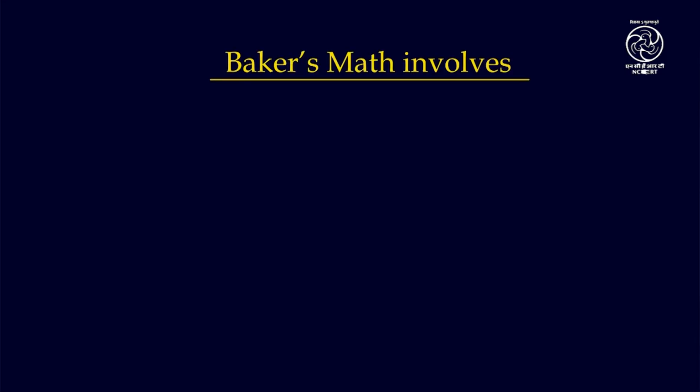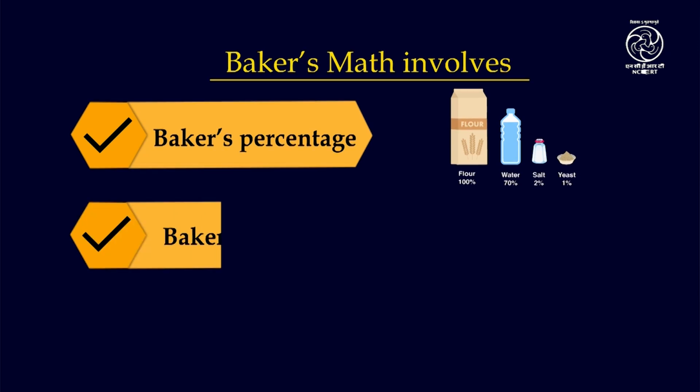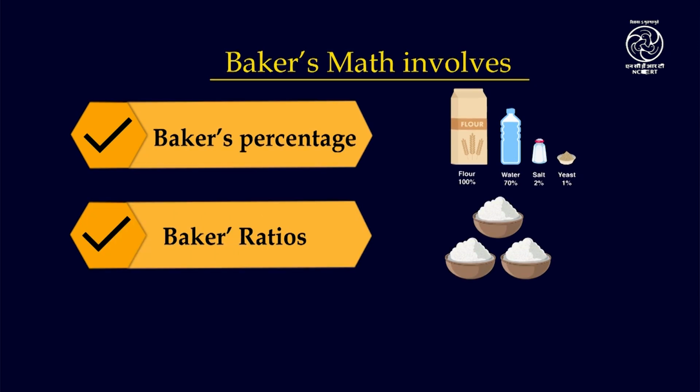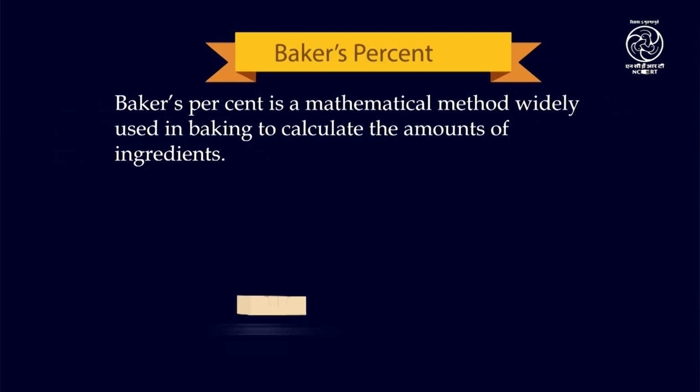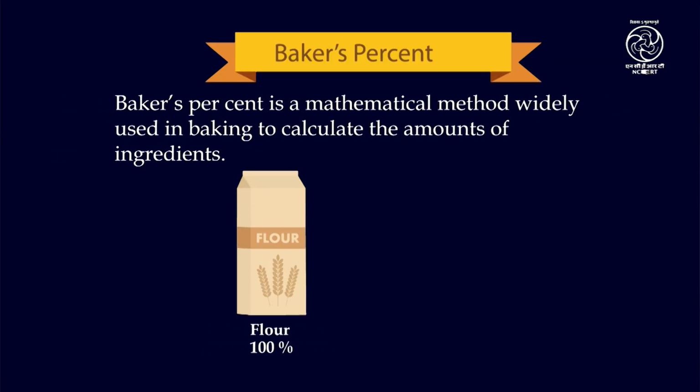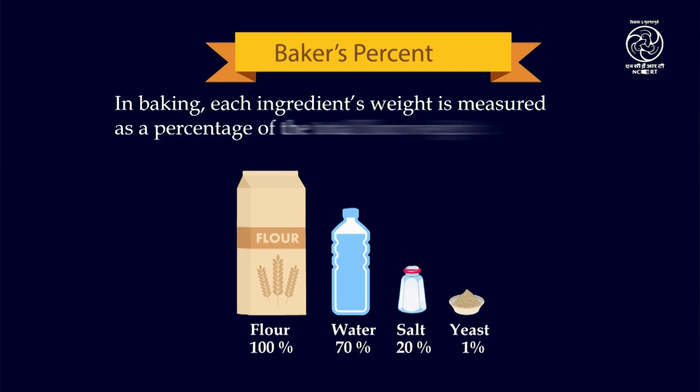Baker's Math involves first, Baker's percentage, second, the Baker's ratio, and third, the simultaneous equation. Let us understand these in detail. First is Baker's percent. Baker's percent is a mathematical method widely used in baking to calculate the amount of ingredient. In baking, each ingredient weight is measured as a percentage of the total flour weight.